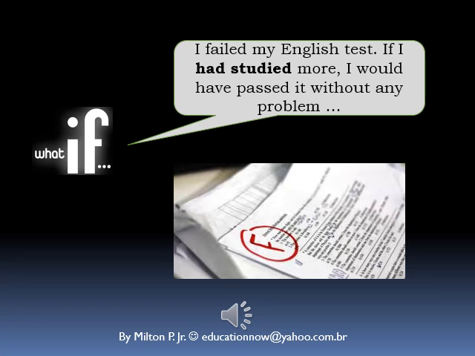Now we have here the third conditional. We make the third conditional by using the past perfect after if, and then would plus have, and the past participle in the second part of the sentence. Here is an example. I failed my English test. If I had studied more, I would have passed it without any problem.